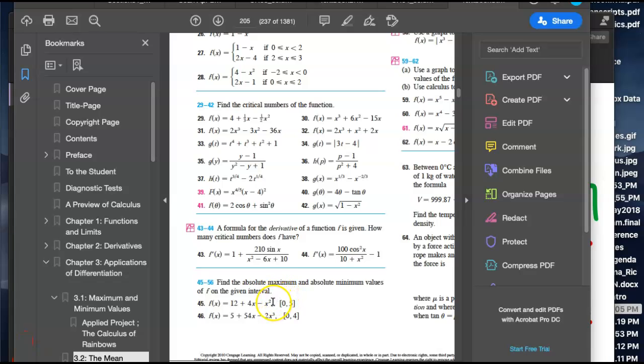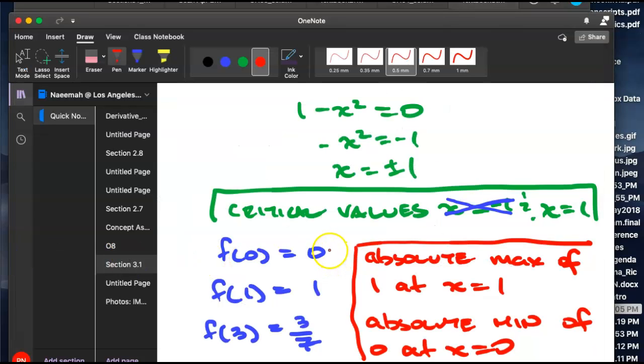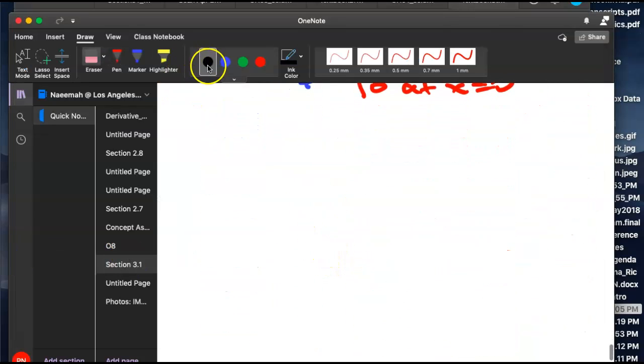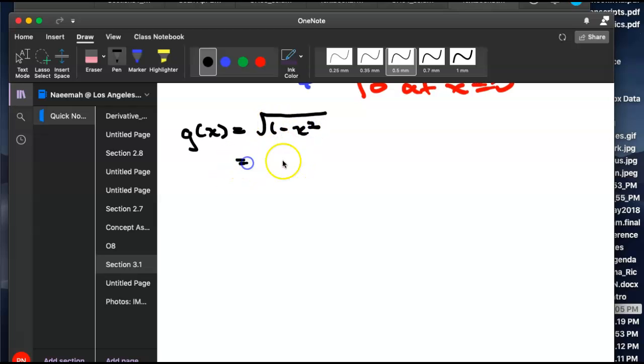I did want to take a look at one more example before we head out. I want to take a look at number 42, and this one is just asking for us to find the critical values. So given your function g of x, this is going to equal the square root of 1 minus x squared, which is the same as 1 minus x squared to the 1/2 power.